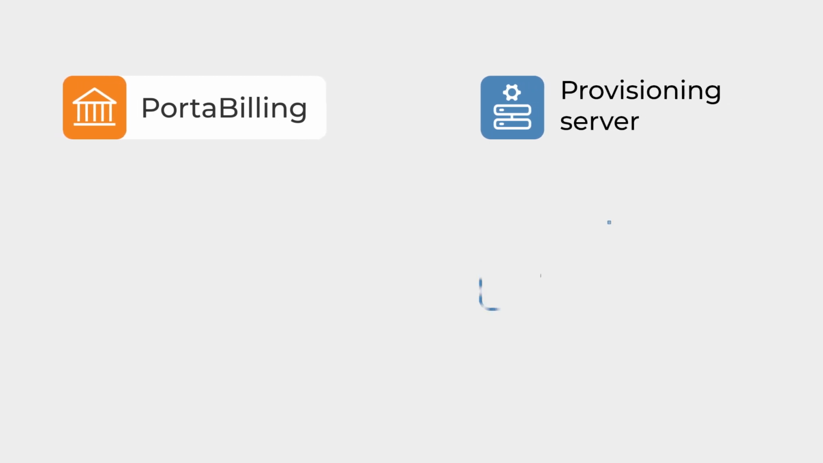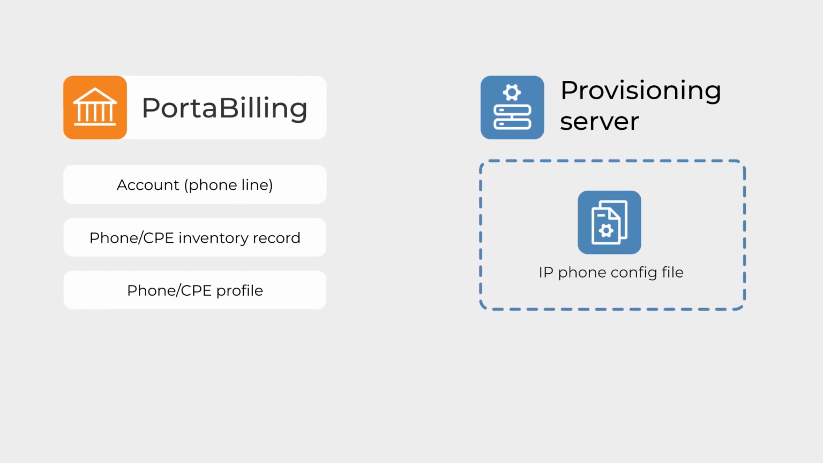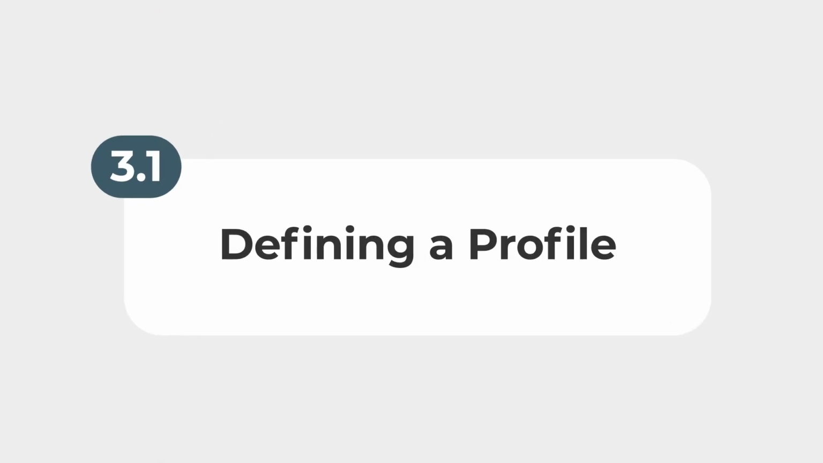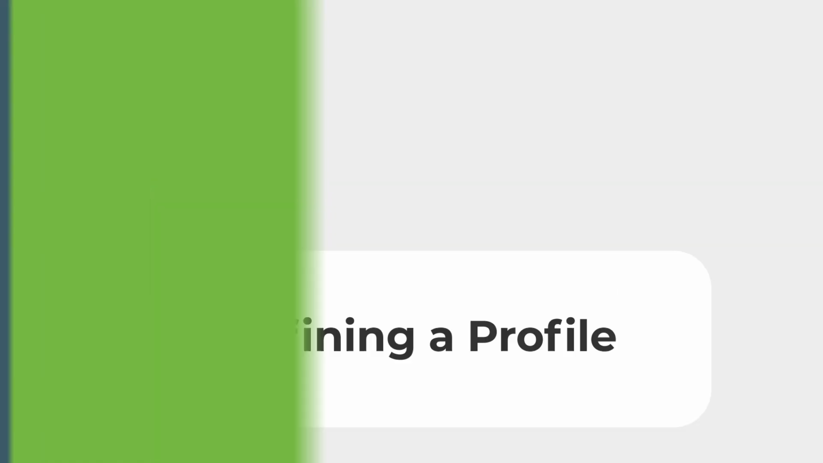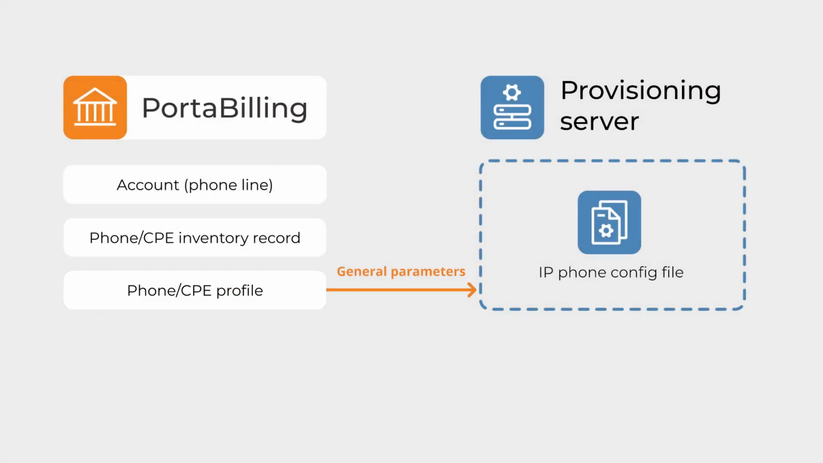Let's now look at the auto-provisioning process in a bit more detail. Each configuration file is tailored to an individual IP phone and includes details like the username and password. The provisioning process involves 3 steps. First, there's defining a profile. The system uses the profile to include general properties, such as codec preferences, in the configuration file.